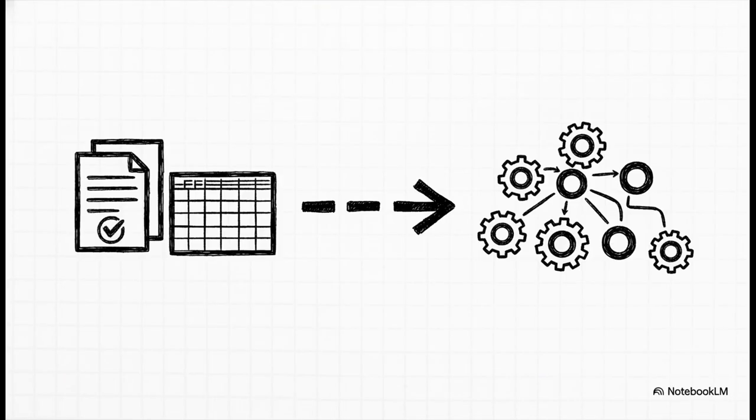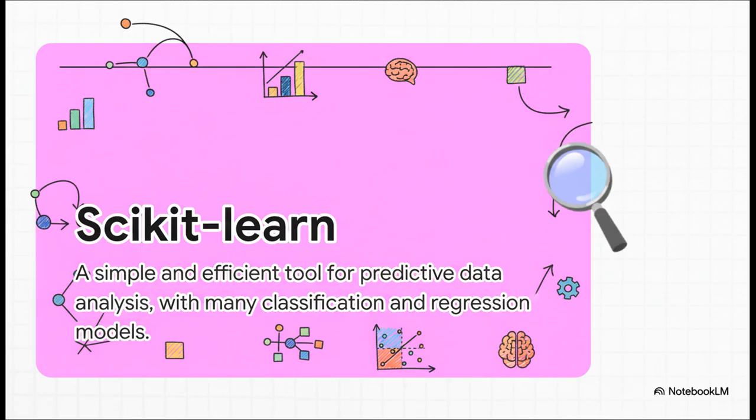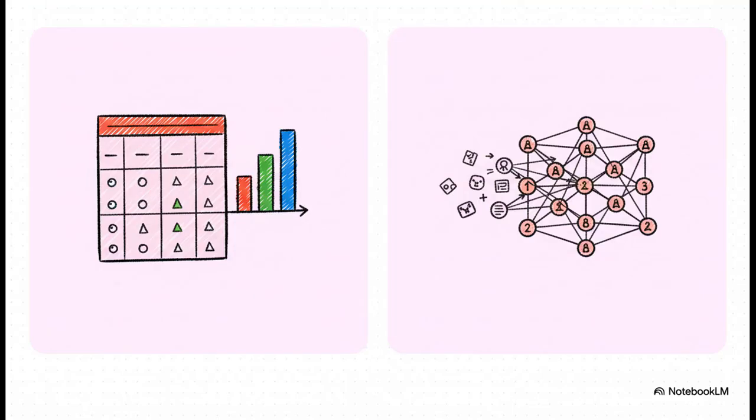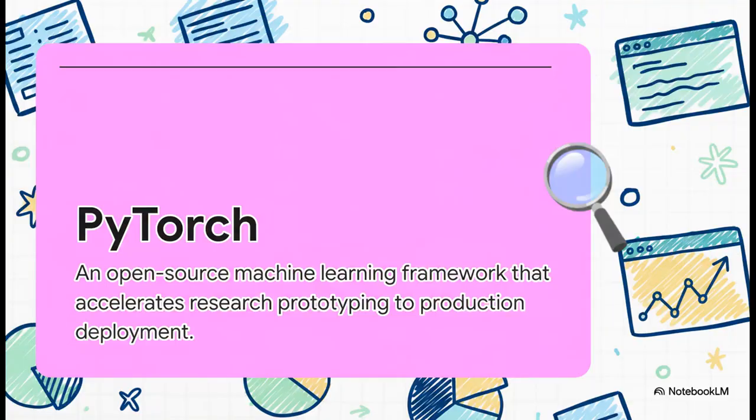Okay, data's clean. Now for the fun part, building models that can actually predict things. And for that, you start with Scikit-Learn. It's kind of like the hello world of machine learning. Scikit-Learn is amazing for structured data. But for really complex stuff like images or text, you gotta go deeper. And that's where PyTorch comes in. It's a powerhouse for building those advanced deep learning models.